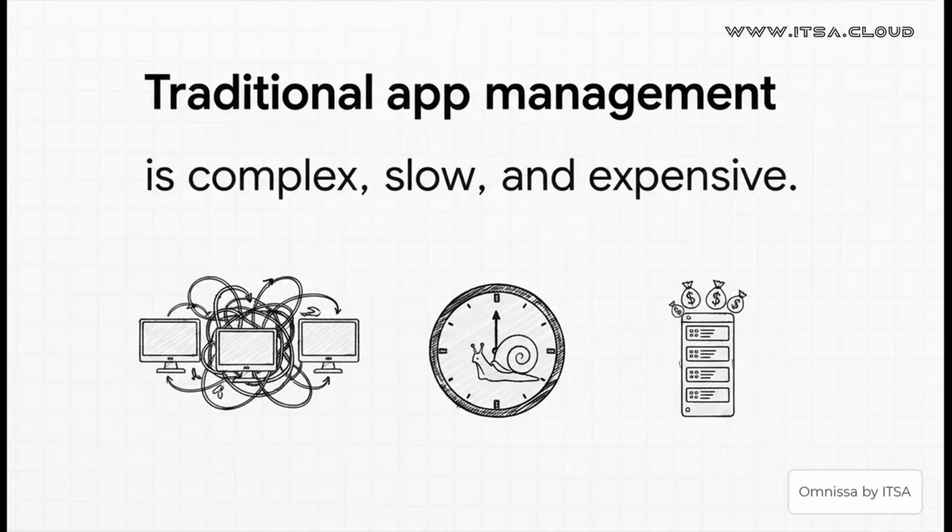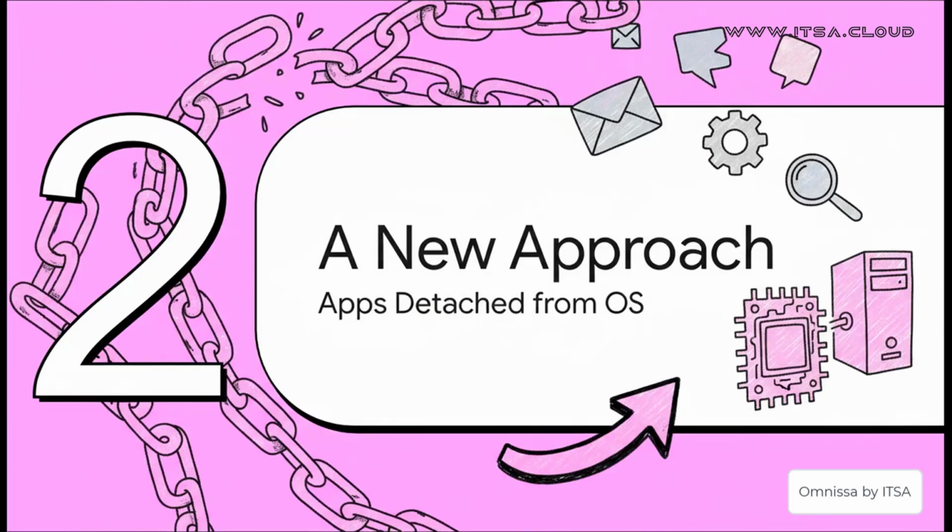And here's the bottom line. The old way of managing apps is just complex, slow, and expensive. I mean, think about it. Every single time a new app or an update comes along, you've got to crack open that golden image, install the new software, go through all the testing, and then redeploy everything. It's not just a pain. It's a huge drain on your resources, your time, your team's effort, and your storage budget. So what if we could break that cycle for good?